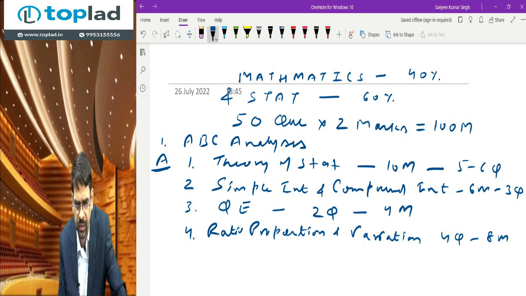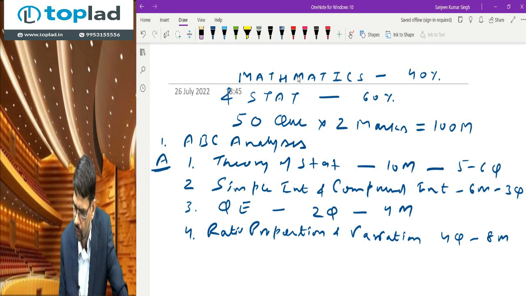Basically, ABC analysis doesn't mean that we only have to read the A category or B category chapters and ignore C. It doesn't mean that. A category means less effort and you get high marks. With very little effort you can get high marks, and the percentage of accuracy is also 100%.